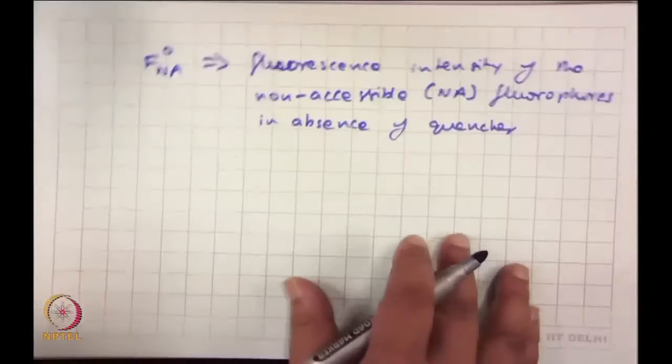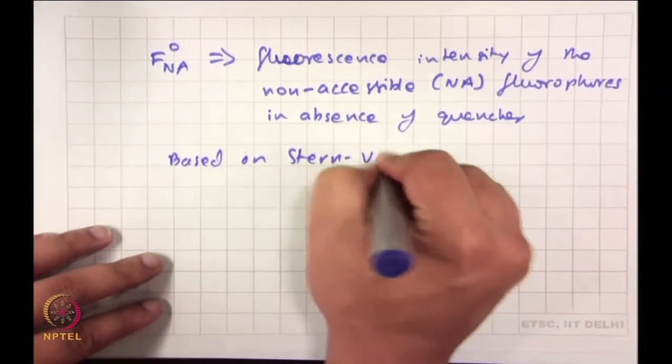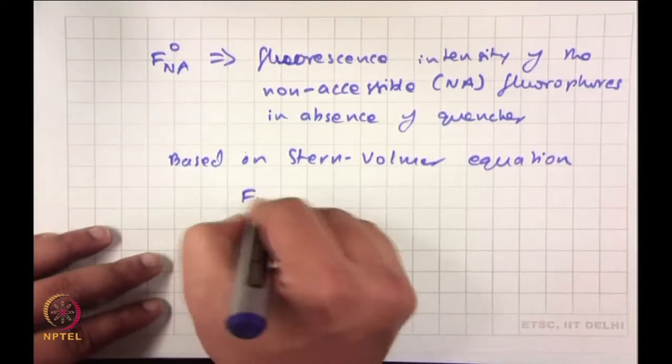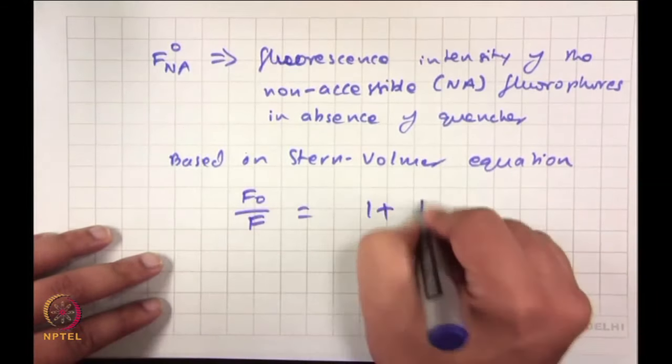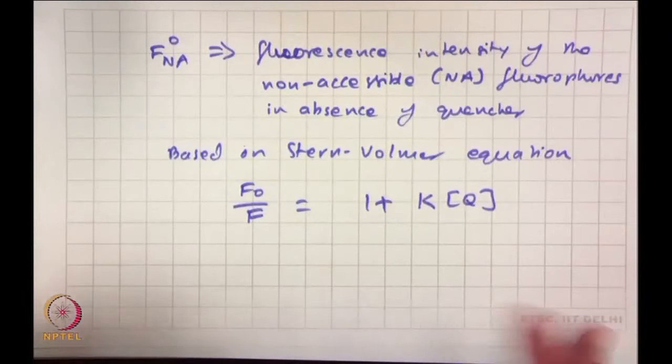Now, suppose you are adding quenchers, what will happen? Because we are taking the non-accessible portion to be totally non-accessible, the most extreme case, the quenchers would quench the intensity of the accessible fluorophores only. So, based on the Stern-Volmer equation, F0 by F is equal to 1 plus K times the concentration of Q. This is our familiar Stern-Volmer equation.